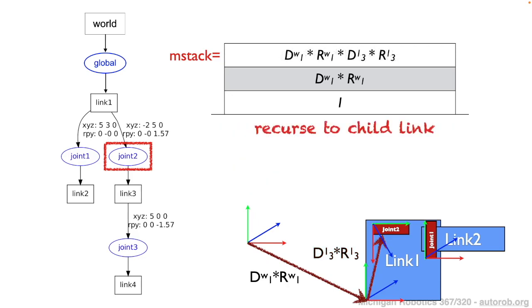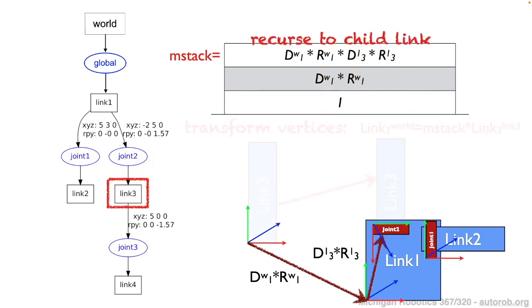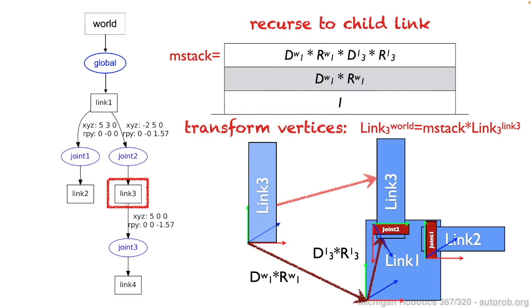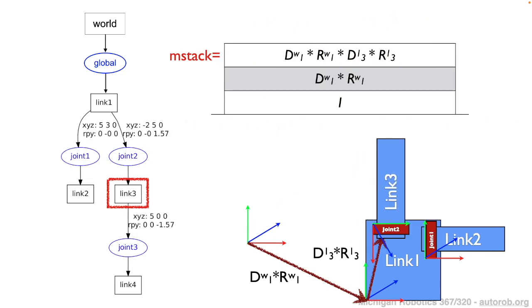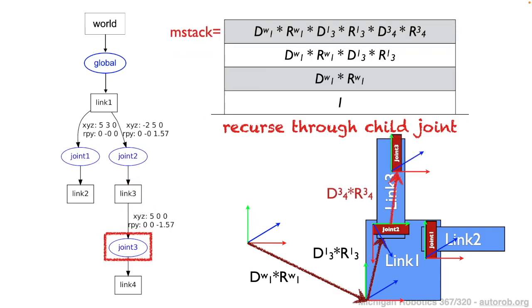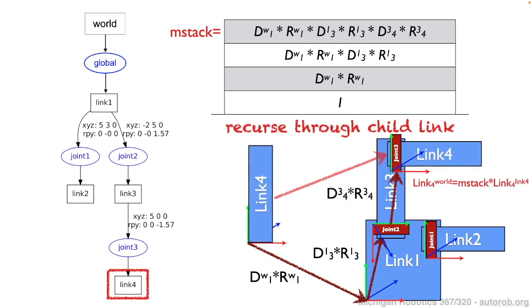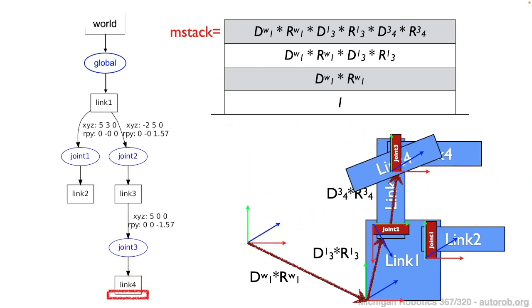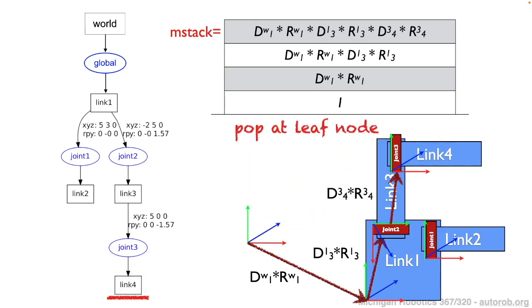And once again, we can now recurse down to the child link, which is link 3. And once again, we can now use what's in the top of our matrix stack to transform the vertices of link 3 correctly into the world coordinate frame. We can then recurse down to the child joint. So this is now joint 3. Because it's a joint, we need to calculate a new matrix transformation, which we can do using the same process, position joint 3 in the world, and then position joint 4 accordingly.